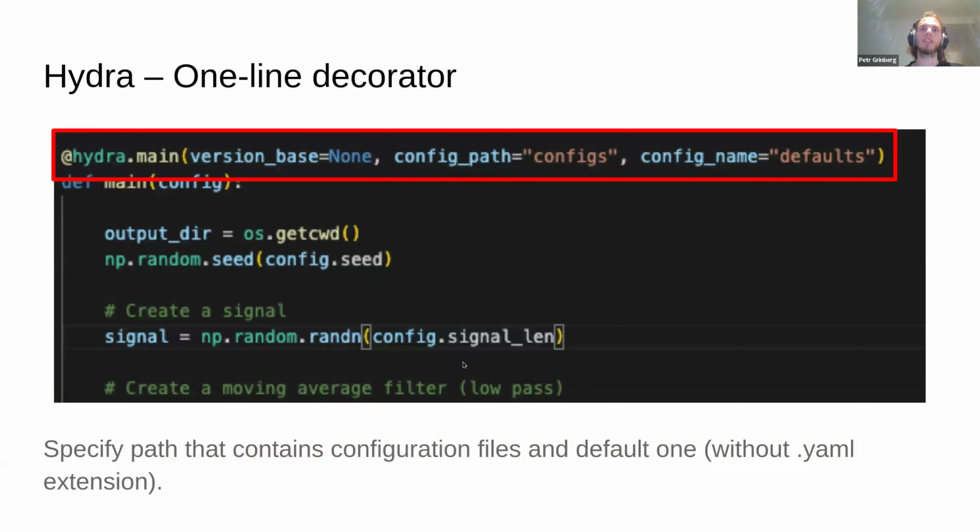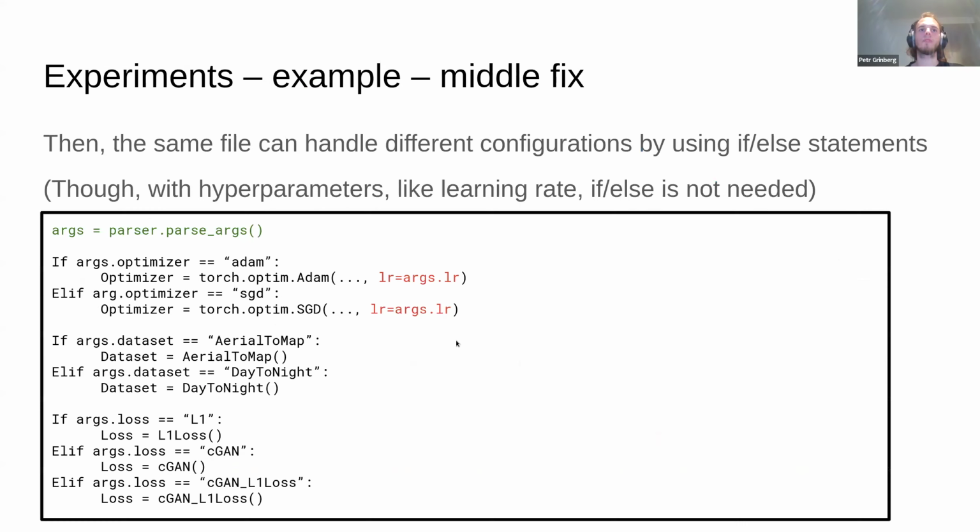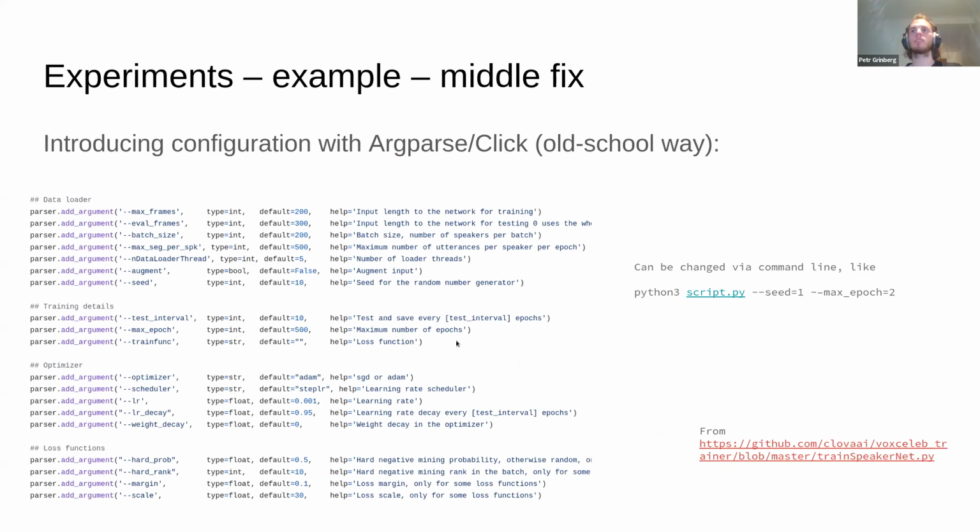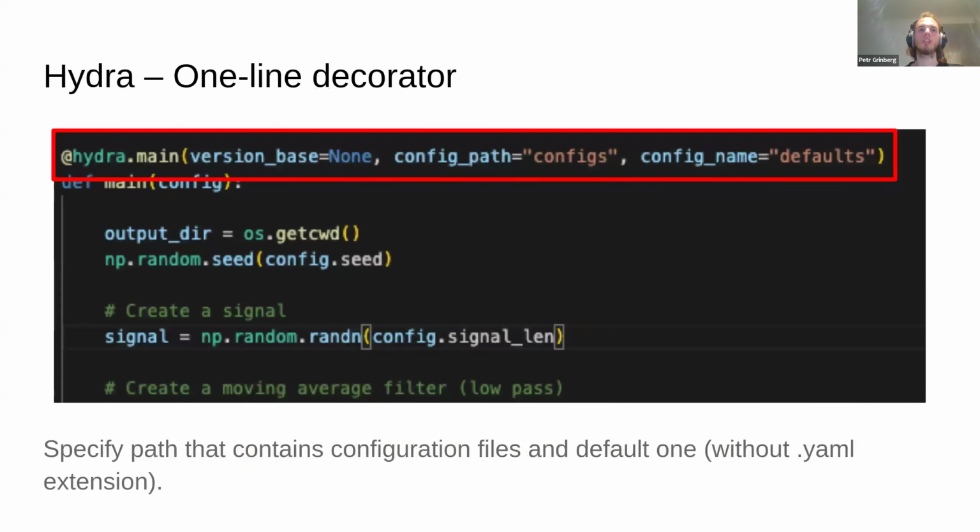So instead of having this long list inside our .py, we just have a single line of code here. Hydra.main over our main script, and config path shows the path to the directory with configs, and the default config, which is defined here by showing config name.